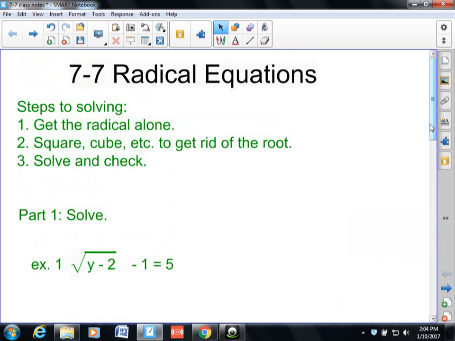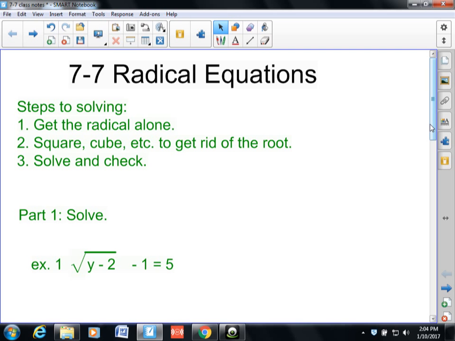Today in 7-7 radical equations, we're going to be solving equations that contain radicals. I think you'll find that these are pretty simple, especially if you just follow my 3 steps and aren't careless. Don't try to do too many things at once and make silly mistakes. I've broken it down into 3 steps for you.